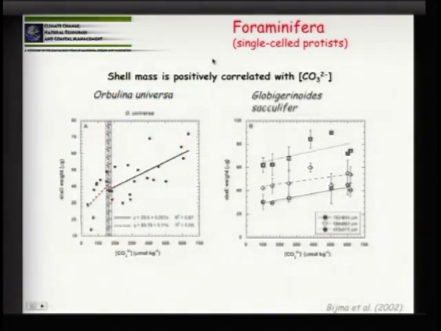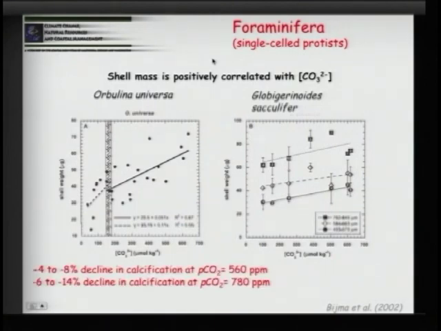With respect to foraminifera, we find that both in the laboratory and in the field, there is a decrease in shell weight, a thinning of the shells, and we can see this in cores from recent sediments as well. We find about a 14% decline in the shell weight with concentrations as high as 780 parts per million.